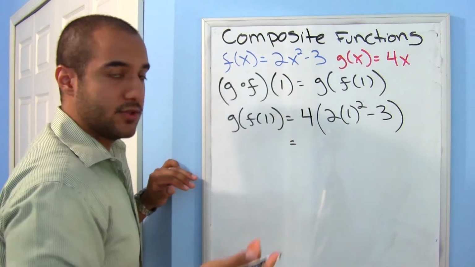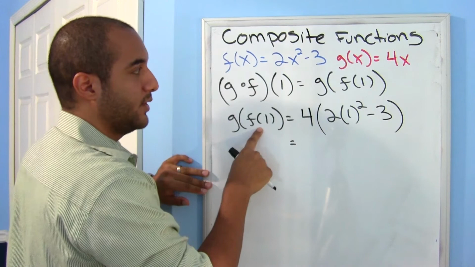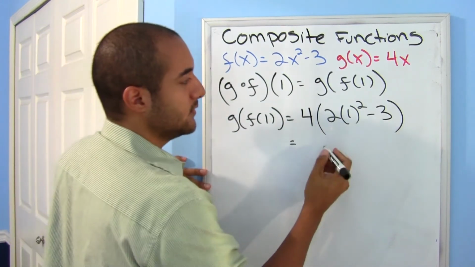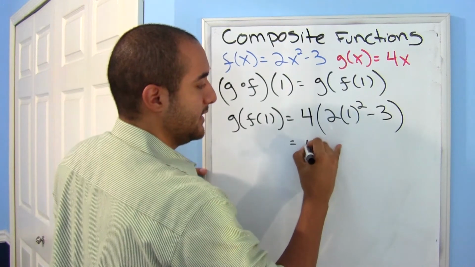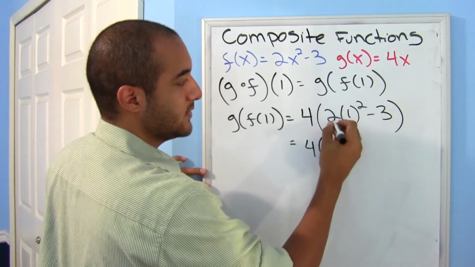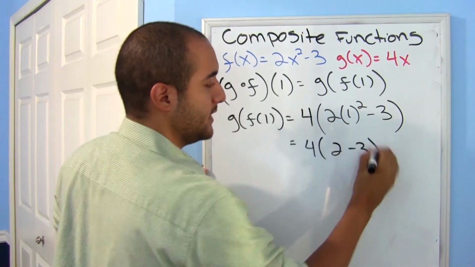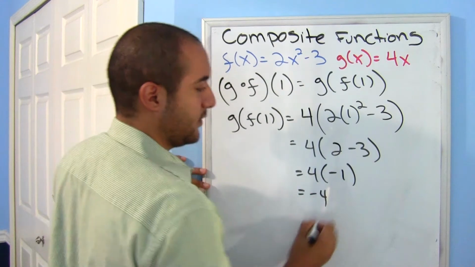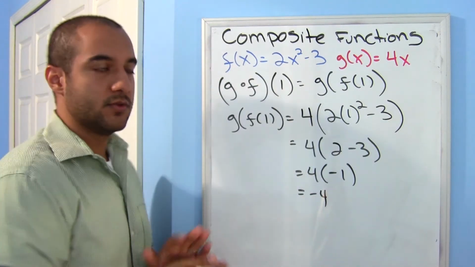Or you can work it out individually, like before. You find out how much f of 1 is, and then put it inside of g. So if I do it like this, I get 4 times 1 squared is 1, 1 times 2 is 2, so 2 minus 3. I get 4 times negative 1 and negative 4. Okay? Whatever way you choose to do it is up to you.